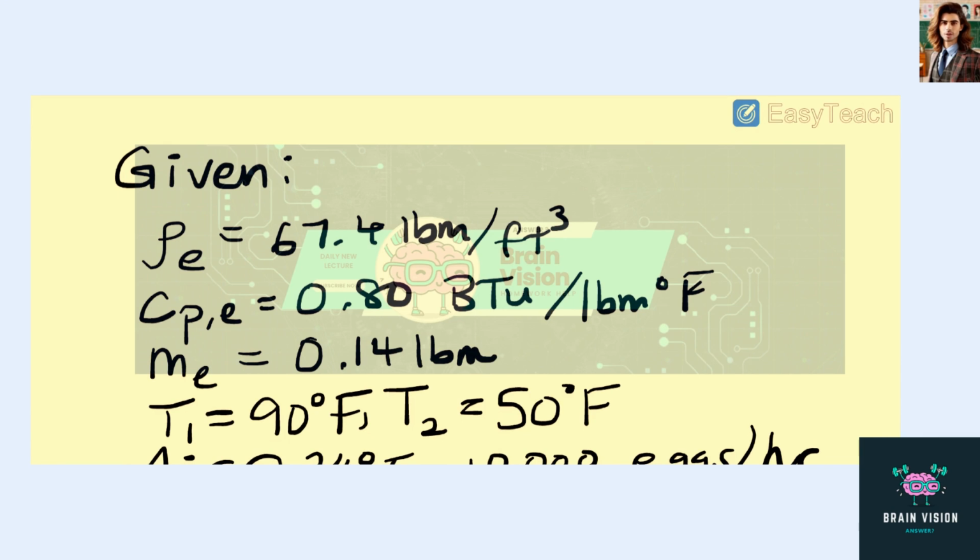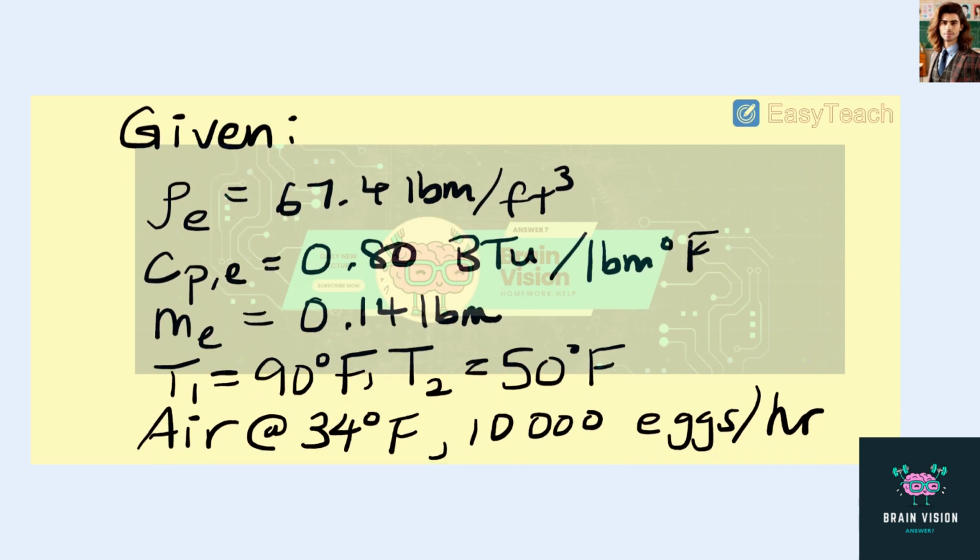Hi everyone, so what we have is a refrigeration system with eggs, and these eggs are known to have a density of 67.4 pound mass per cubic feet, a specific heat capacity of 0.8 BTU per pound mass degree Fahrenheit, and an average mass of 0.141 pound mass. The eggs are placed in the refrigerator at a temperature of 90 degrees Fahrenheit and are cooled to a temperature of 50 degrees Fahrenheit by air that is moving through the refrigerator at 34 degrees Fahrenheit.